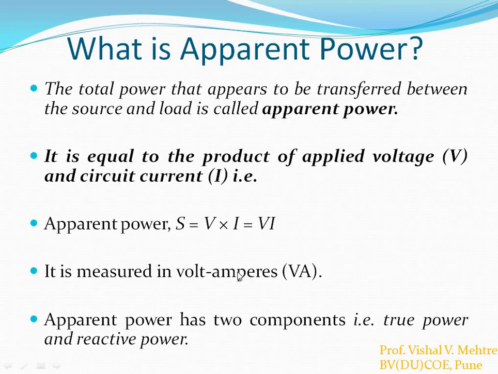Its unit is, for V it is volt and for I it is ampere, so it is VA. It is sometimes rated as kVA, that is kilovolt ampere, or MVA, that is megavolt ampere, depending on the ratings. Another important thing is that apparent power is further divided into two components: one is true power or active power, and the other is reactive power.